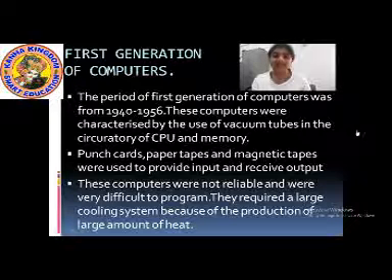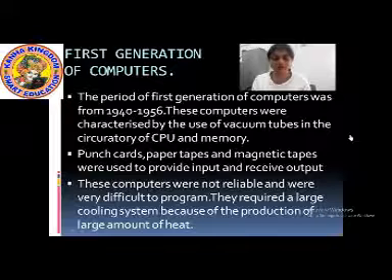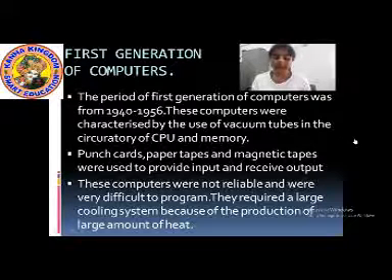These computers produced a huge amount of heat. That is why large coolers and many cooling systems were used to cool down the computer. And these computers were very difficult to program.